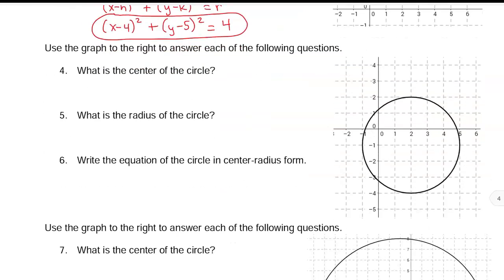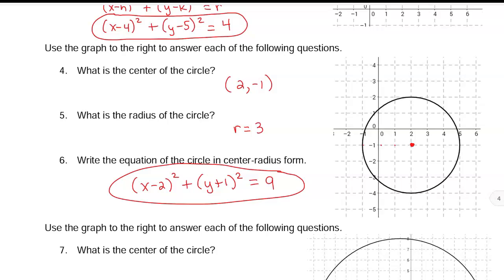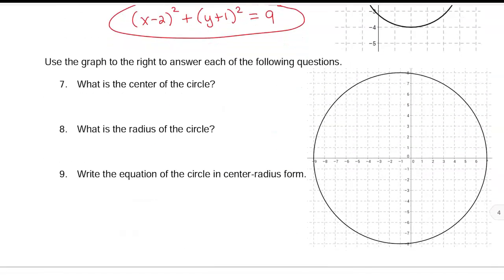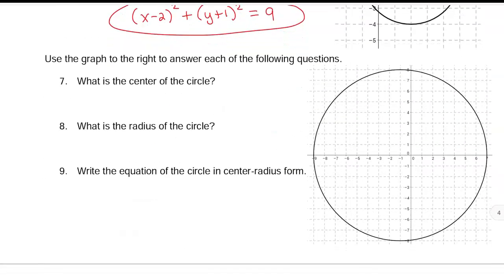The next circle has its center at 2, -1. And if I count out to the left or the right, the radius is 3. So the equation of the circle is x minus 2 squared plus y plus 1 squared equals 3 squared, which is 9. Do the next example on your own. So pause the video to do that example and then turn the video back on to check your answer.